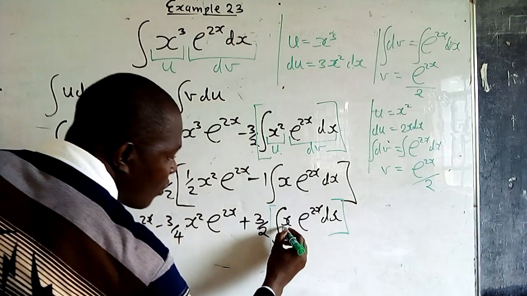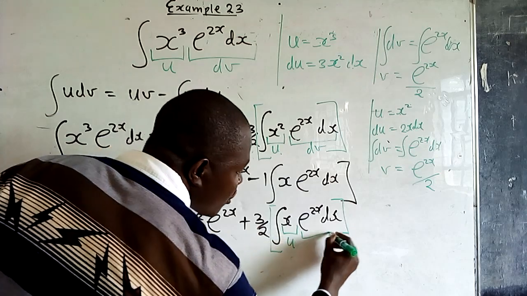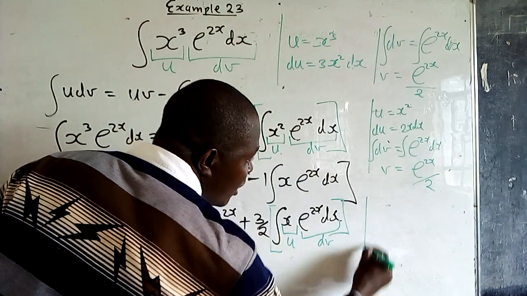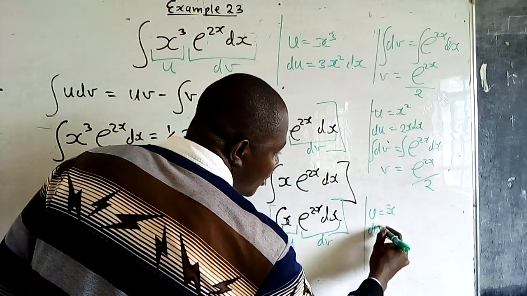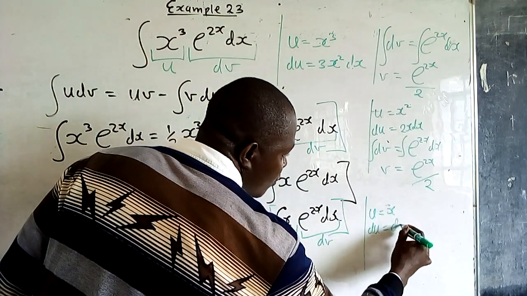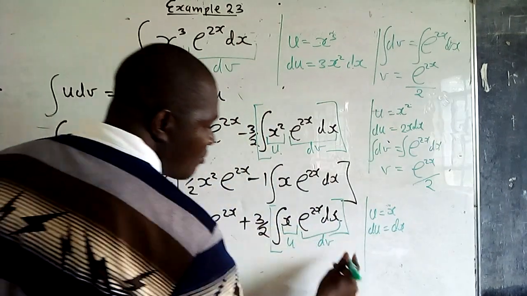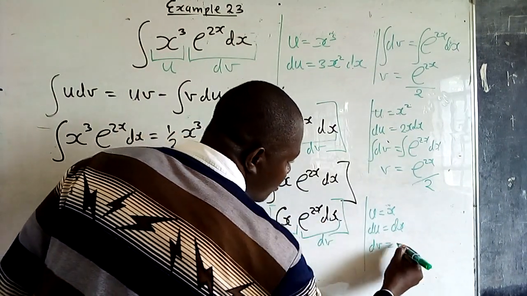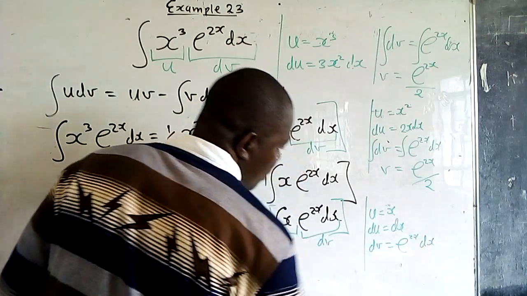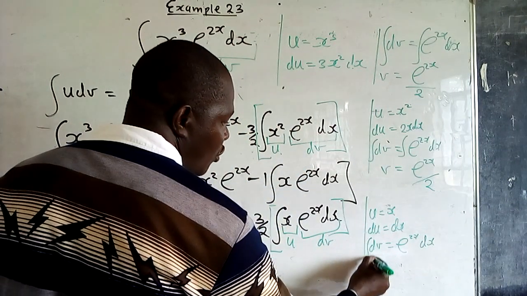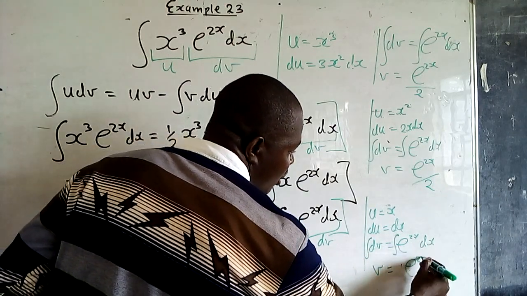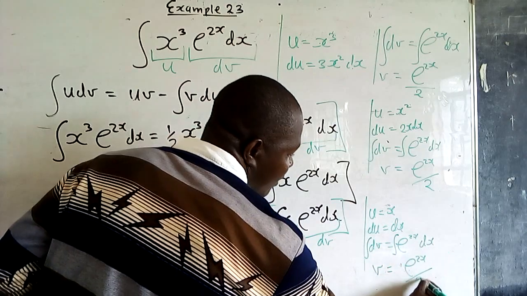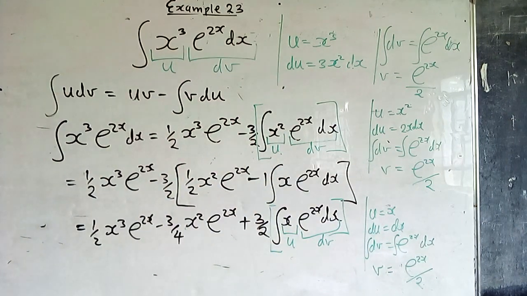Yes. So x is u, then exponential 2x dx is dv, isn't it? So u is equal to x. If you differentiate u with respect to x, you get 1, meaning du is equal to dx, isn't it? Then your dv here is exponential 2x dx. So for you to get v, you introduce the integral on both sides. If you integrate an exponential function, it stays the way it is, then you divide by the constant of the inner function, isn't it? Are we together?